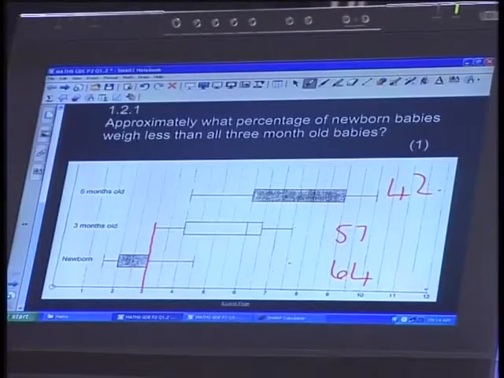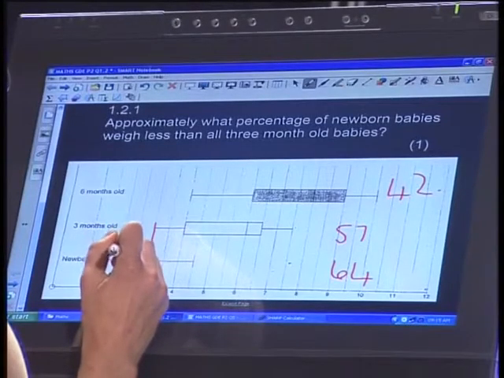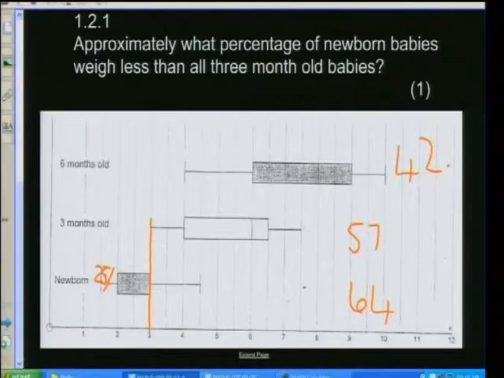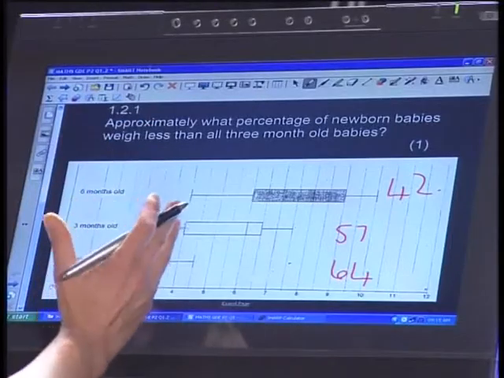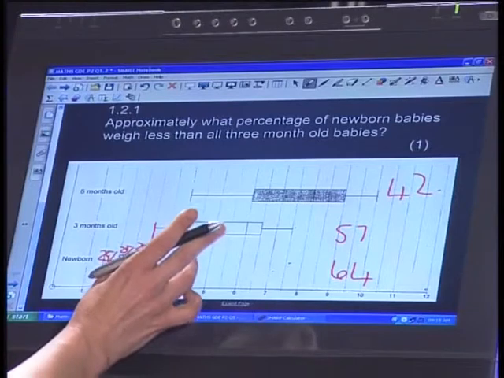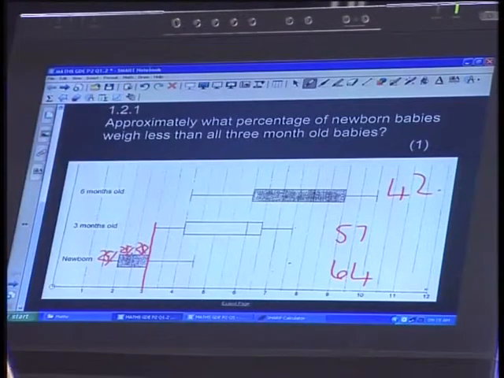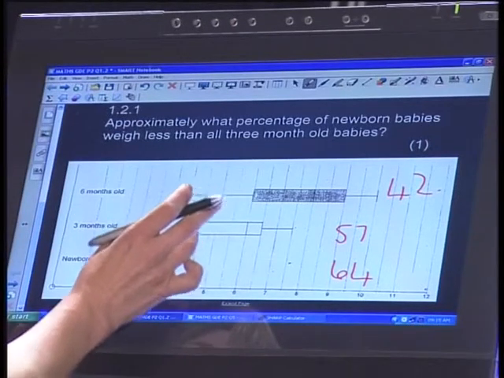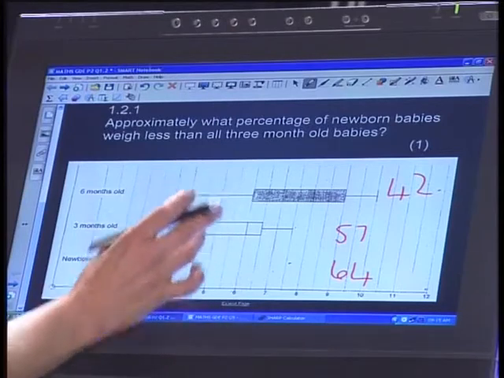What's very important with a box and whisker diagram is to remember that because we go from the minimum to Q1, Q1 to Q2, Q2 to Q3, and then to the maximum, we have divided our data into 4 equal bits. So therefore, this is 25%. That little bit up to the median, which is not so clearly visible, is 25%. There's another 25%. So 75% of newborn babies weigh less than all 3-month-old babies, but there is a 25% scope where the top end of the newborn babies are actually within the range of the 3-month-old babies.